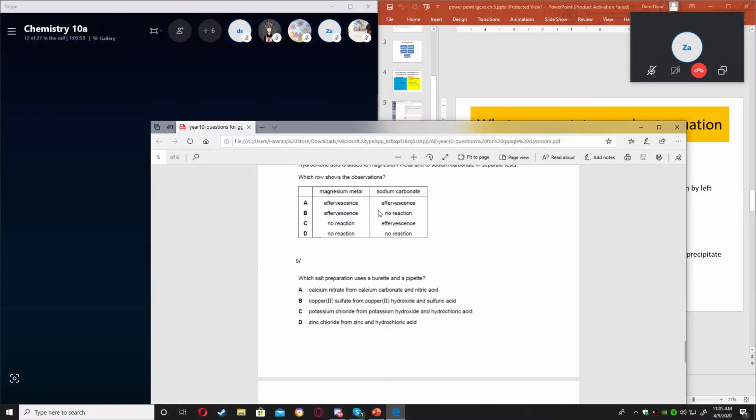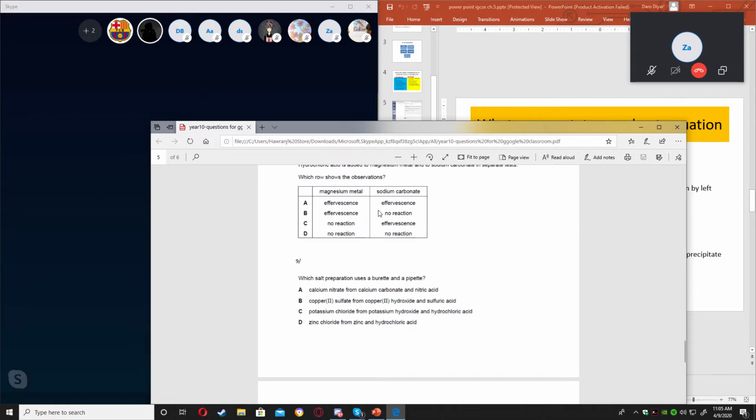What do we call when we use burette? Neutralization reaction. Very good. Neutralization reaction. At the same time, we can call it titration. Titration with acid and base. Okay? So it is a titration reaction. We use burette.